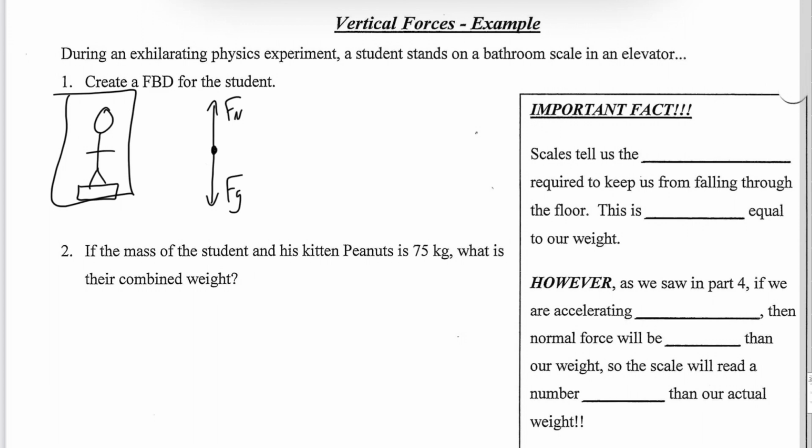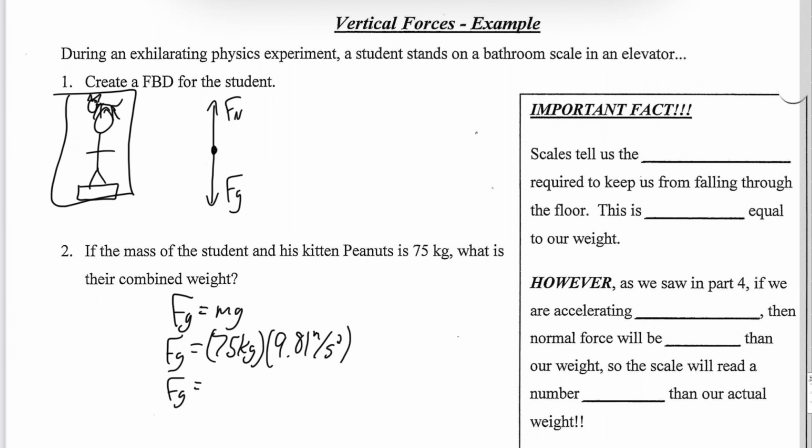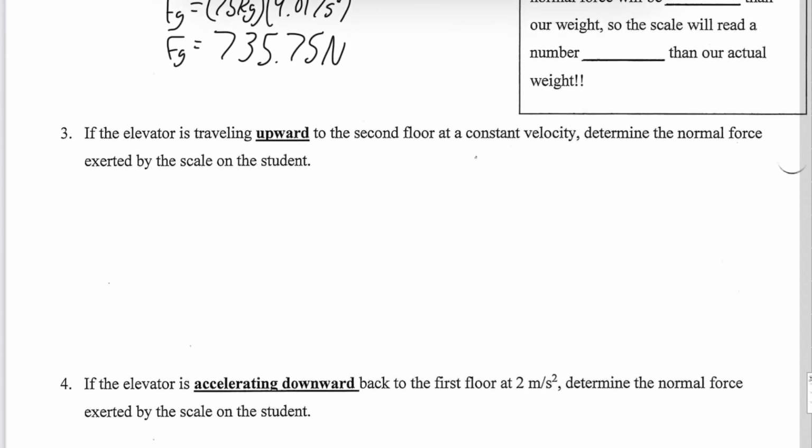So if the mass of the student and his kitten Peanuts is 75 kilograms, what is their combined weight? We also have his cat Peanuts up here, just like that. So their combined weight will be Fg equals mg, so 75 kilograms times 9.81 meters per second squared. We'll find that their combined weight will be equal to 735.75 newtons.